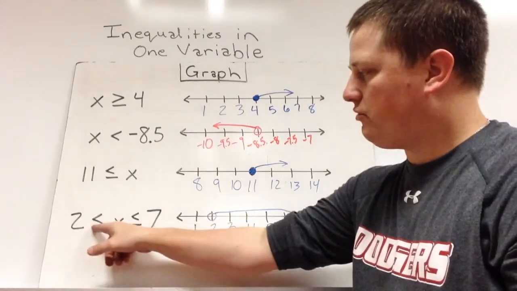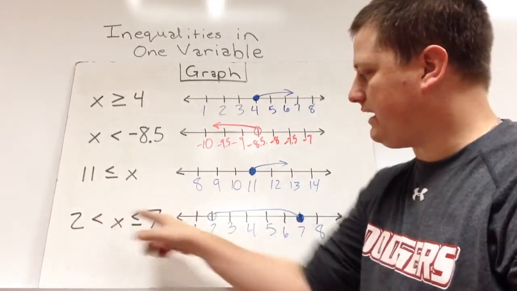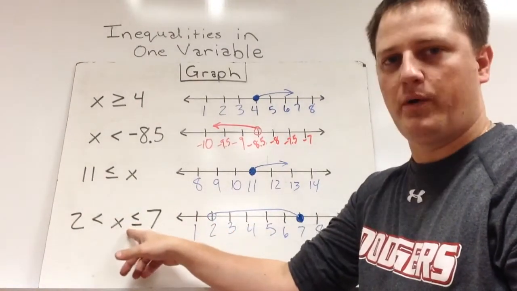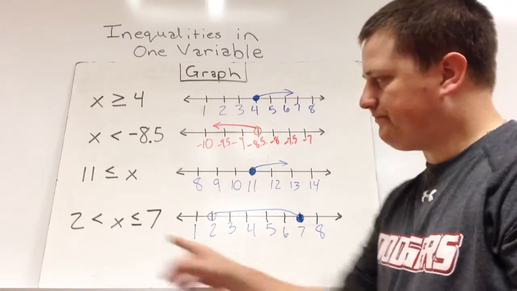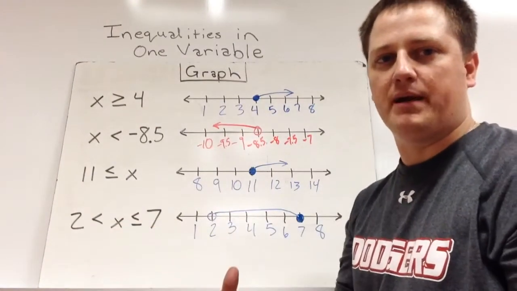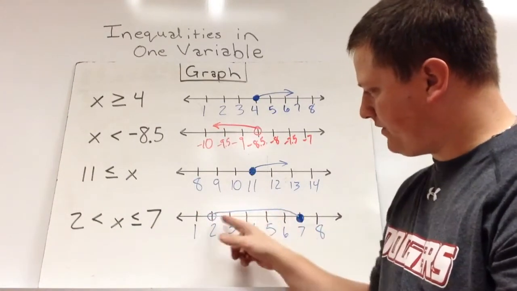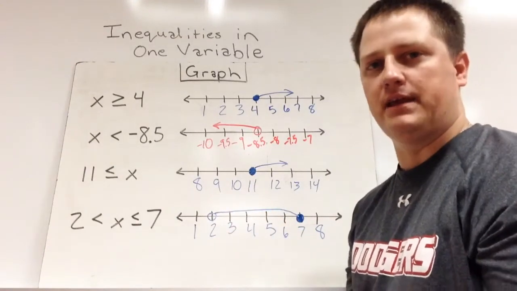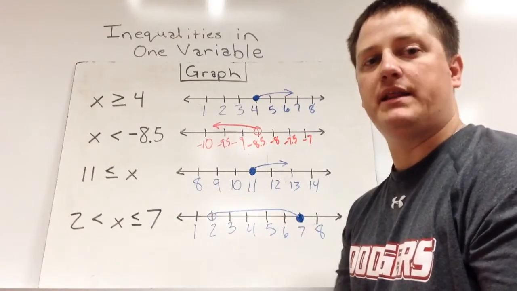Since the 2 is next to a symbol without an equals, we have an open circle. Since the 7 is next to a symbol with an equals, we have a closed circle. And since the x is in between them, I've connected them with a line. What that's showing is all our answers are between these two numbers.